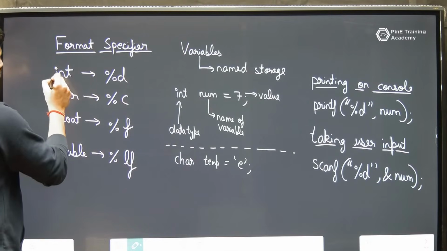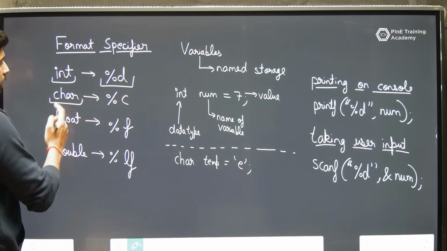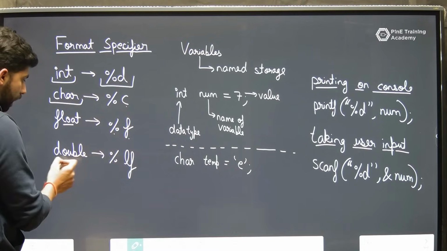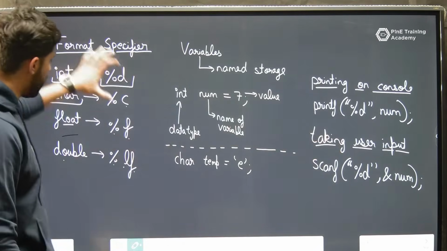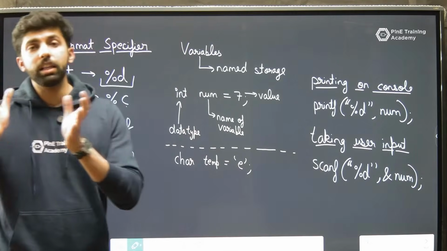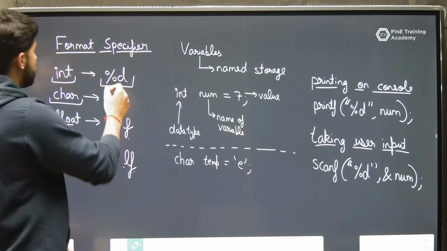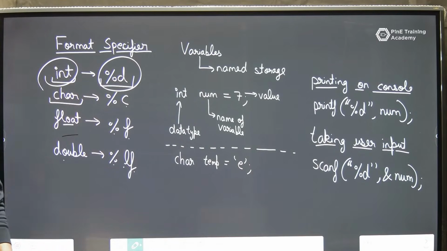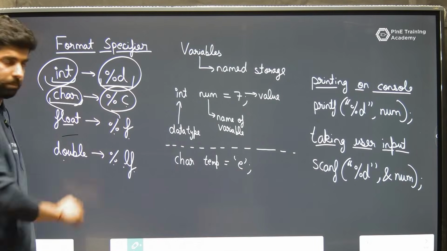For int, we have the format specifier %d. For char, we have %c. For float, we have %f, and for double, we have %lf. I have written an example here of how we use the format specifiers. Format specifier means you need to specify the format to the compiler, that I am handling this particular type of data. So if you are using %d, it means you are handling data of type integer. If you are using %c, it means you are handling data of type char.